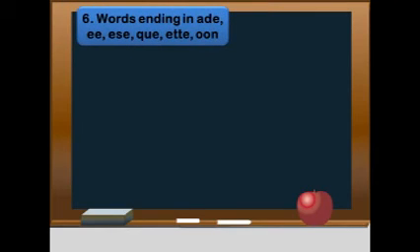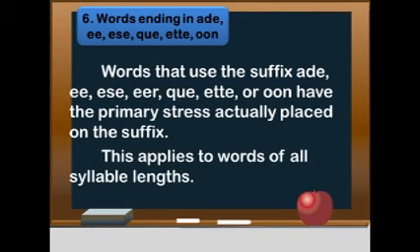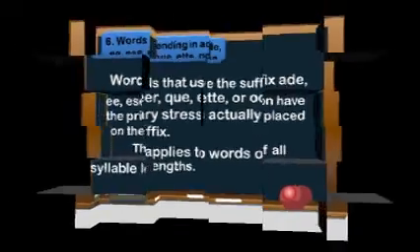Words ending in -ade, -ee, -ese, -eer, -que, -ette, or -oon. Words that use the suffix -ade, -ee, -ese, -eer, -que, -ette, or -oon have the primary stress actually placed on the suffix. This applies to words of all syllable lengths.